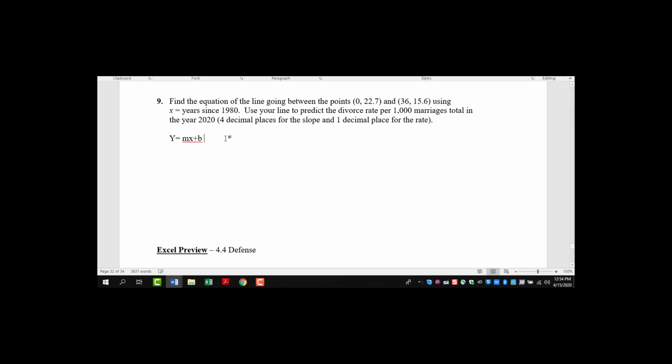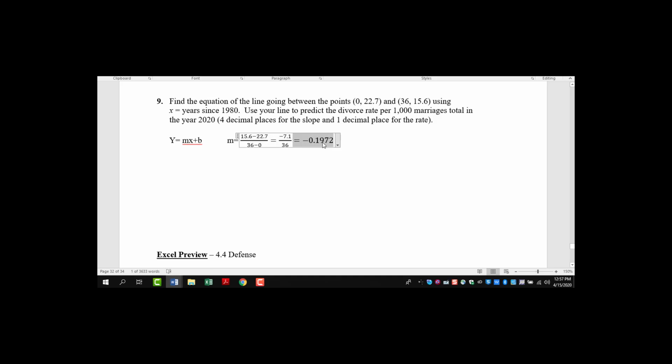So what's the first thing we do when we're trying to develop an equation? And you might say, hopefully, y2 minus y1 over x2 minus x1. So why don't you try doing that, hit pause, and I will put it up. And if you got that, you'd be correct. I'm using 4 decimals.